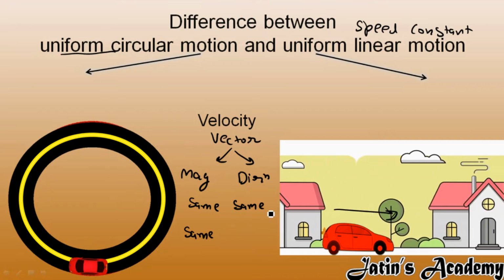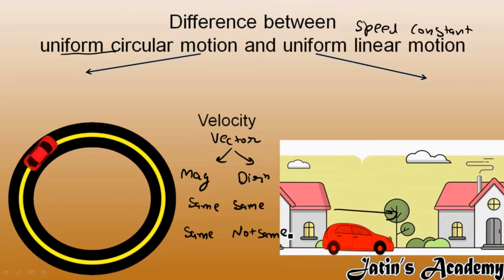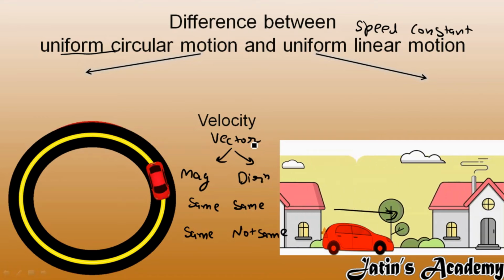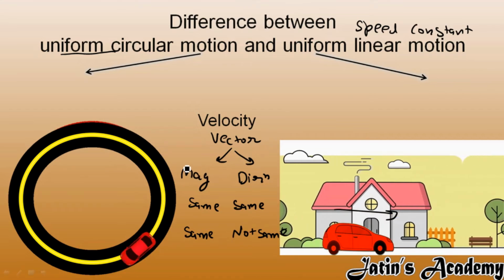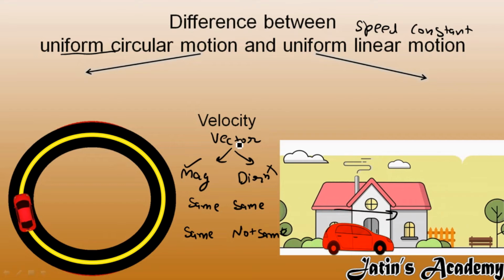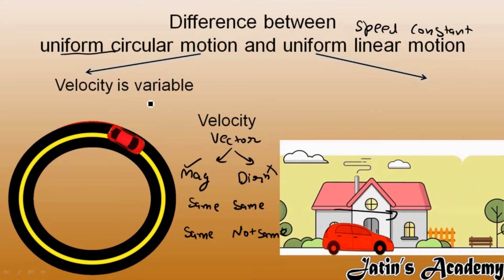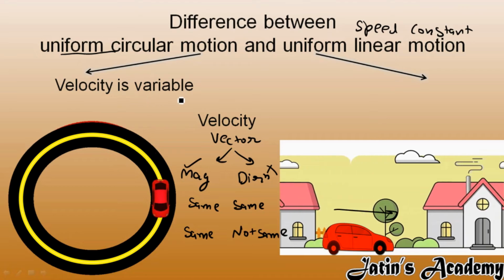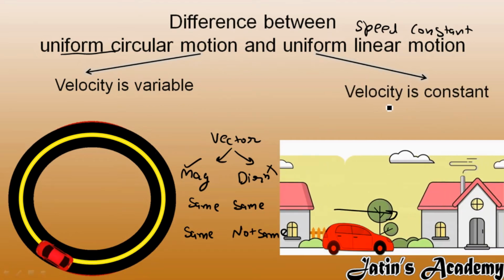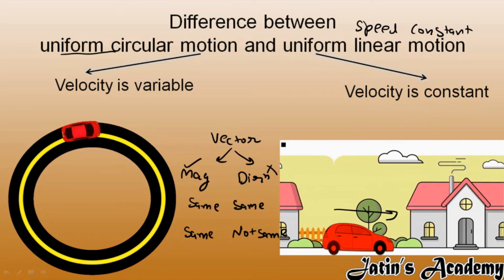But direction is not same. So here direction is not same. It means that as velocity is a vector quantity, magnitude same but direction is not same. So that's why velocity is changing in a circular motion. So velocity is variable in a uniform circular motion, but in uniform linear motion velocity is constant. Okay, so this is about the velocity.